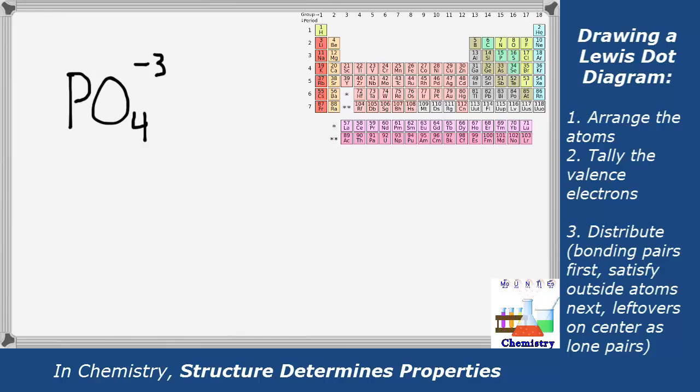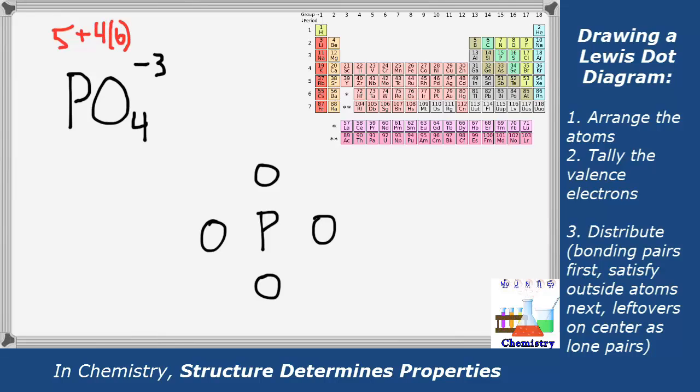We can do Lewis dot diagrams for particles that are charged as well, polyatomic ions. So here we have the phosphate ion, and so phosphorus is going to be our central atom, and we're going to surround that with the 4 oxygens. Now we need to total up the valence electrons. Phosphorus is going to have 5 valence electrons because it's in group 15. Oxygen has 6 valence electrons each, and there's 4 of them, so we have to take 4 times 6.